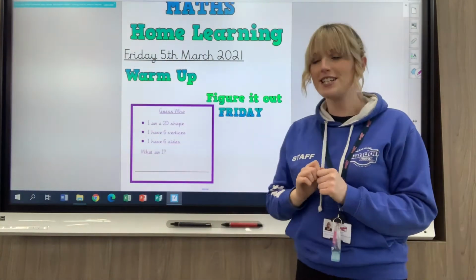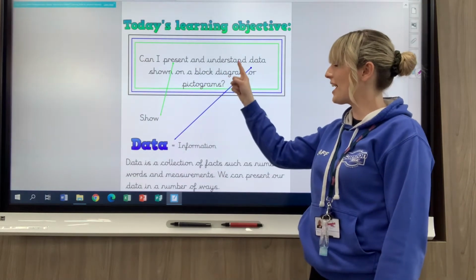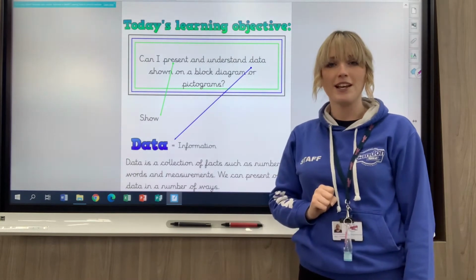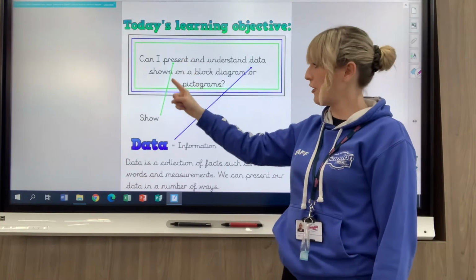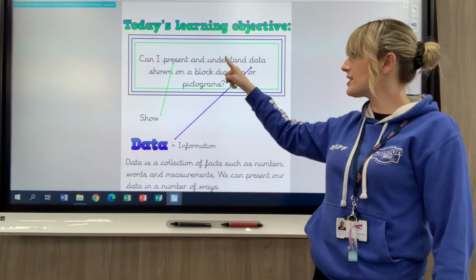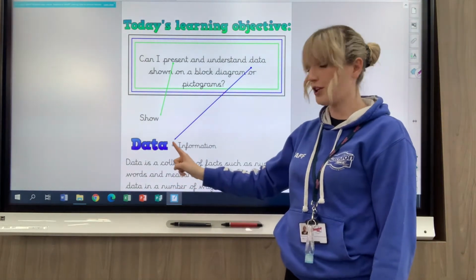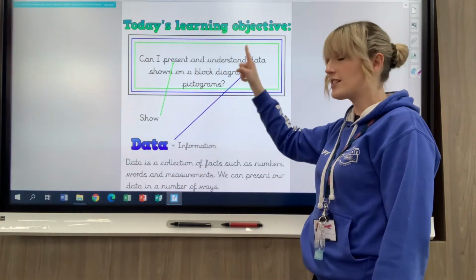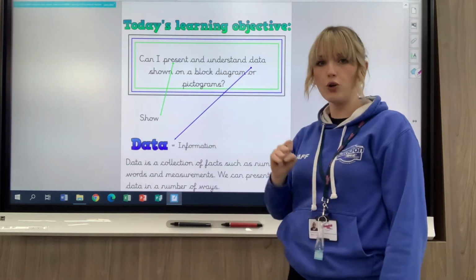Okay then, on to today's learning objective. It says, can I present and understand data shown on a block diagram or pictograms? So we had a talk about this language yesterday. So present is just another word for show. So we're saying, can I show and understand data? And we said yesterday that data is just another word for information. So can I show and understand information shown on a block diagram or pictogram?